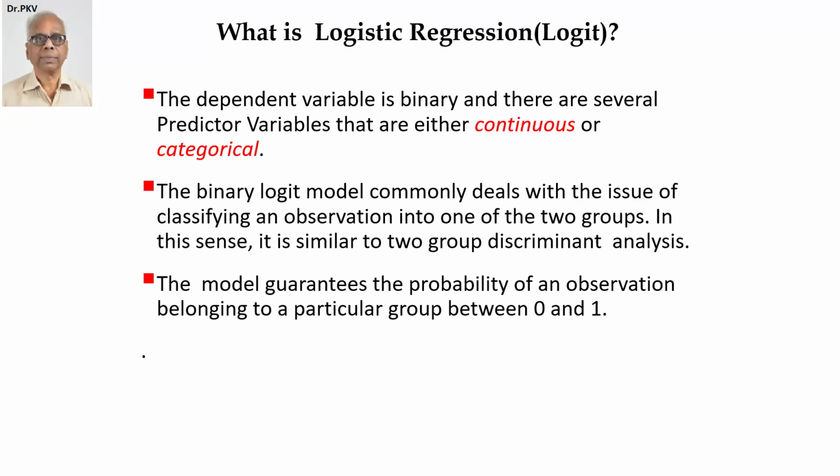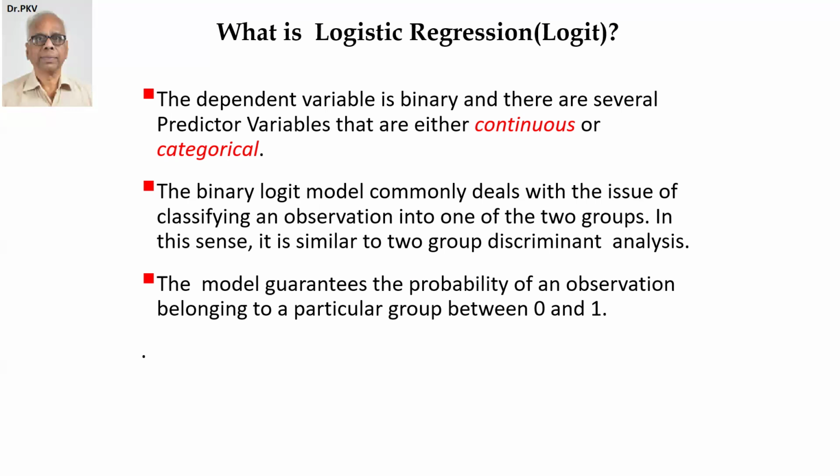This is the power of logistic regression. It can deal with all such variables when it comes to predicting the target group. And that is the beauty of logistic regression, and that's why it's very, very popular. The model commonly deals with the issue of classifying an observation into one of the two groups. In this sense, it is similar to the two-group discriminant analysis. The model guarantees the probability of an observation belonging to a particular group is always between 0 and 1, which is very, very important.